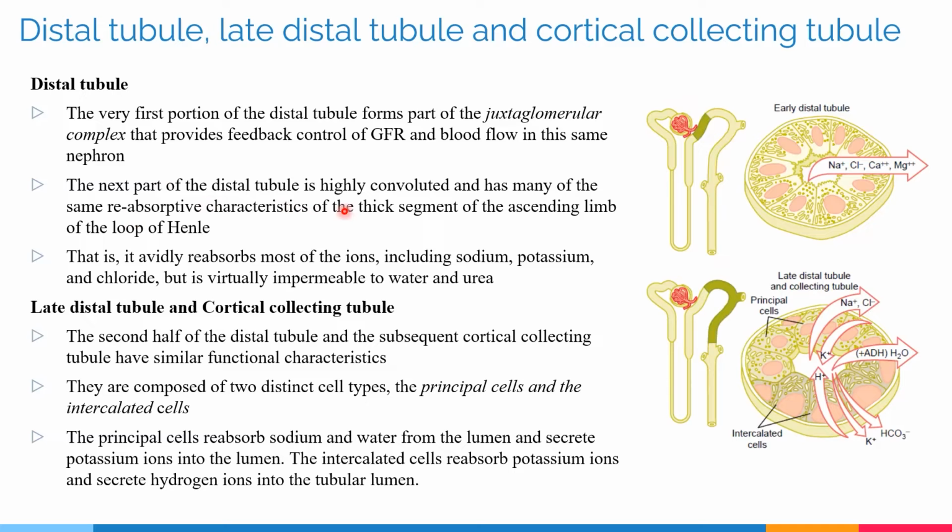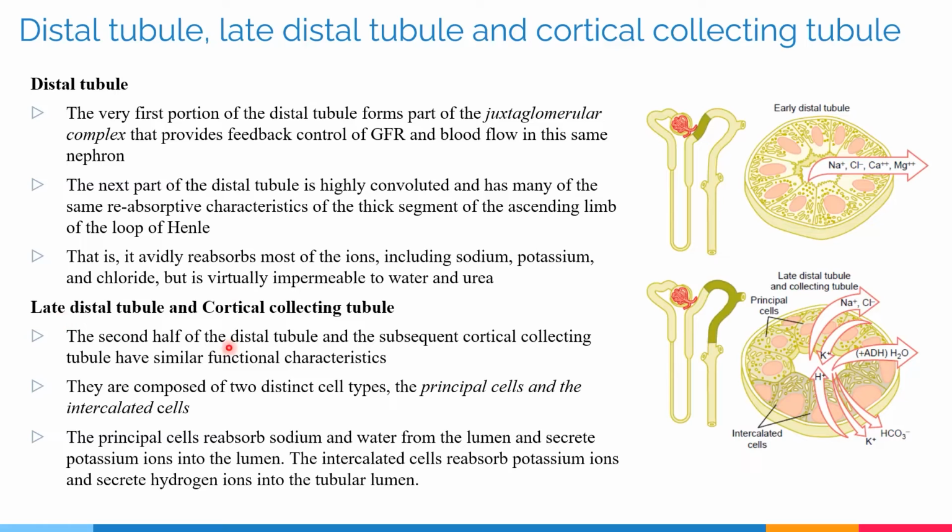The next part of the distal tubule is highly convoluted and has many of the same reabsorptive characteristics of the thick segment of the ascending loop of Henle. That is, it avidly reabsorbs most of the ions, including sodium, potassium, and calcium, but is virtually impermeable to water and urea. So this portion of the distal tubule also actively reabsorbs sodium, chloride, calcium, and magnesium, but is virtually impermeable to water, and thus this also helps in concentrating the urine, as water is no longer absorbed.